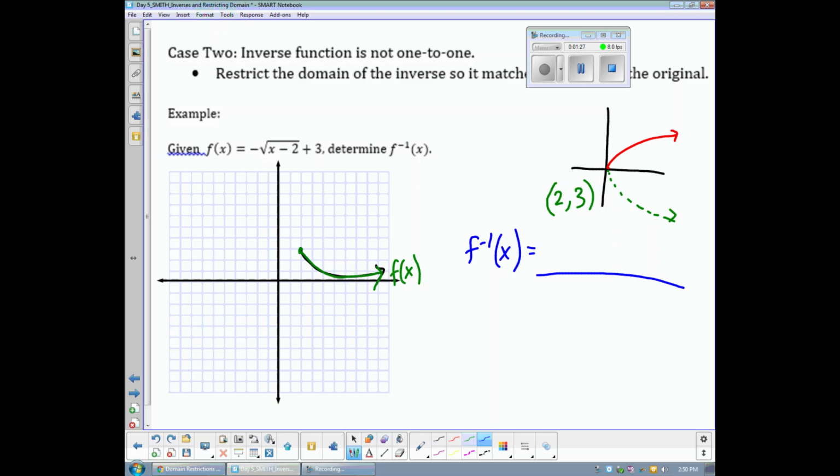So we go ahead and we switch the x and the y. I'm going to have x equals negative the square root of x minus 2 plus 3. Sorry, I didn't even write the y. Switch x and y. That value should be a y. We have to undo everything around this y. So first I have to subtract the 3. I'm trying to get y by itself. The first step is to subtract the 3.